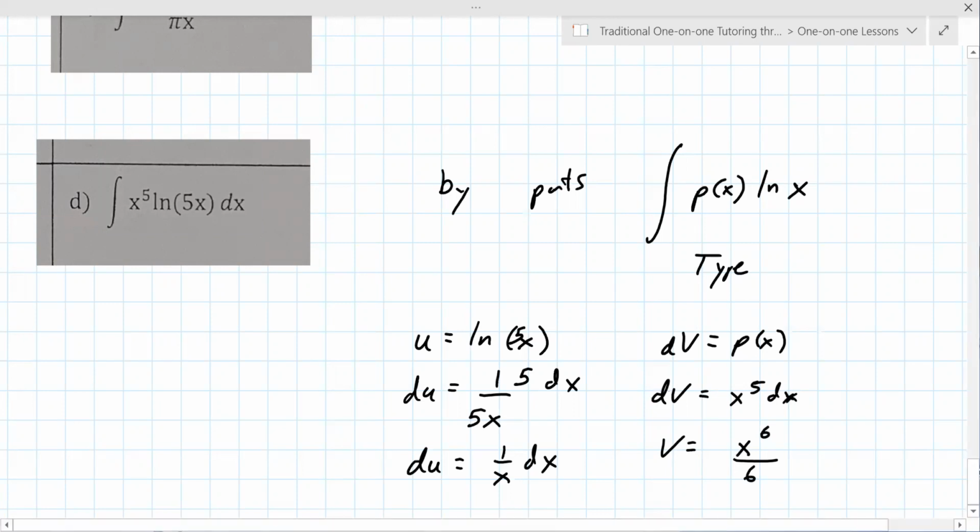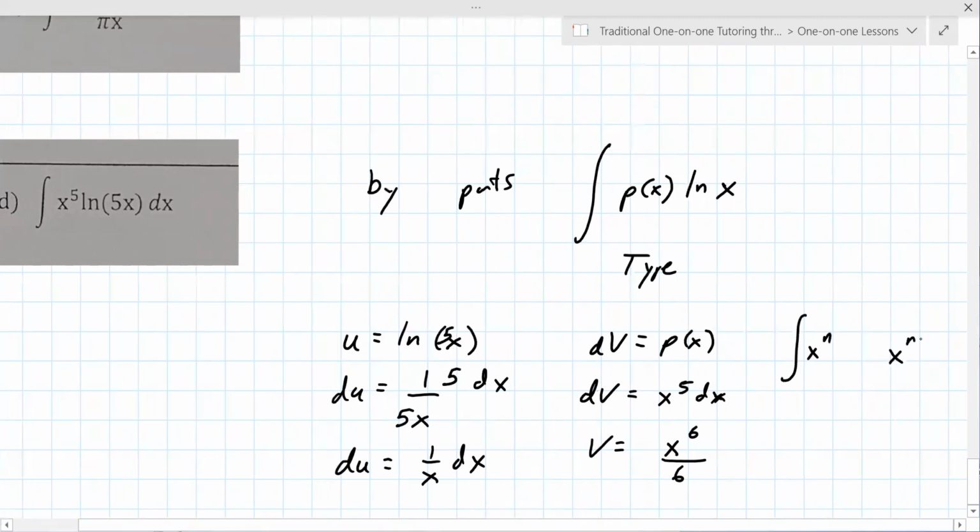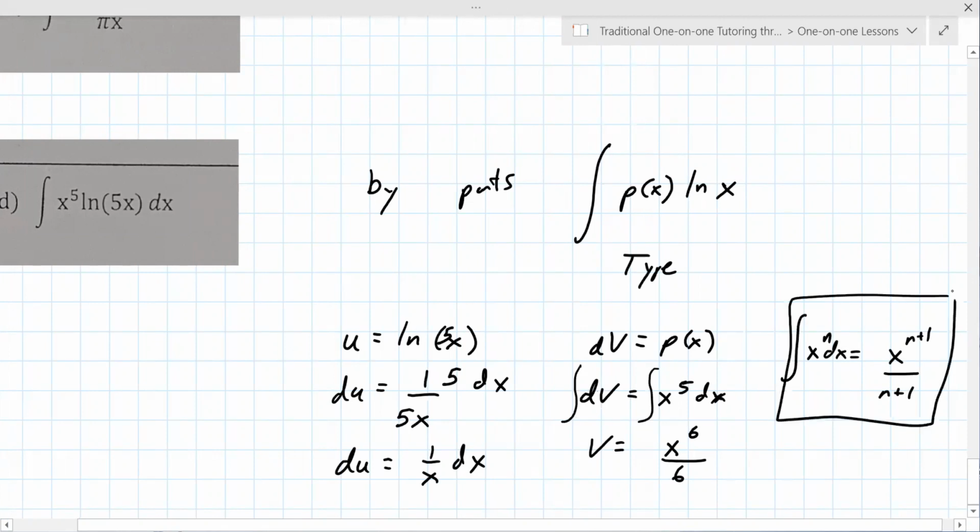Is there anything in this that's unclear, or should we go over it again? Let me just look at the dv really quickly and see if I get it. Sorry, why is it x to the 6th over 6 again? So the integral of x to the n is always x to the n plus 1 over n plus 1. You add 1 when you're taking an integral. And with dv, we're actually integrating both sides. I guess I didn't show that. And then we just get rid of the d.